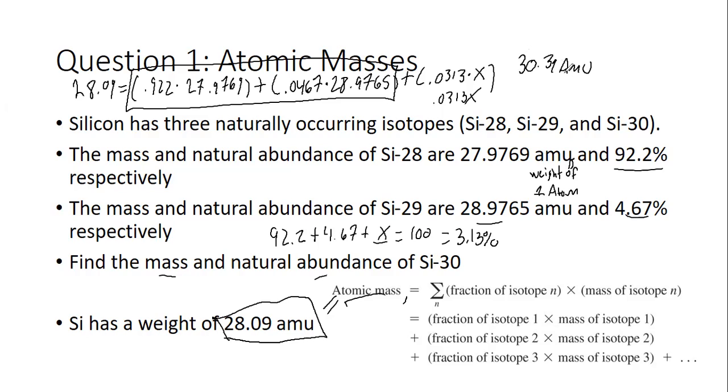27.9769 multiplied by 0.922 is 25.7947, plus 28.9765 times 0.0467 is 1.353, plus 0.0313x.